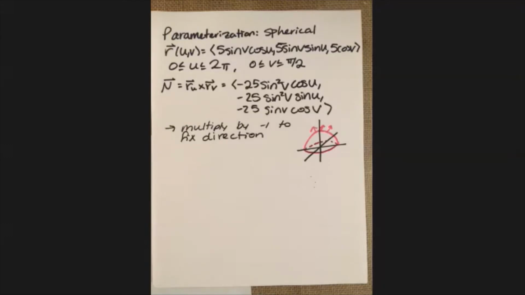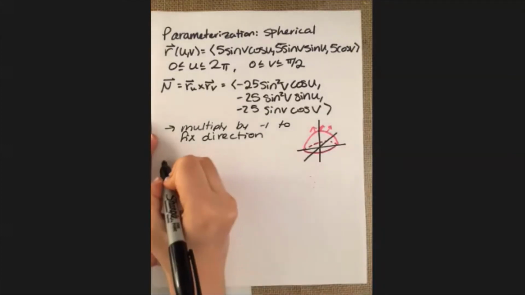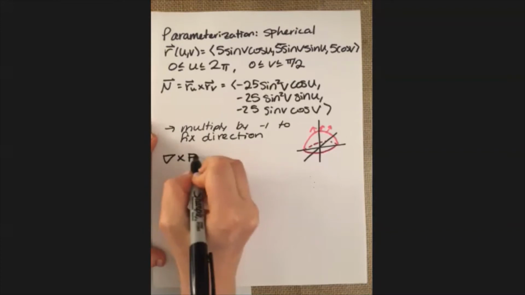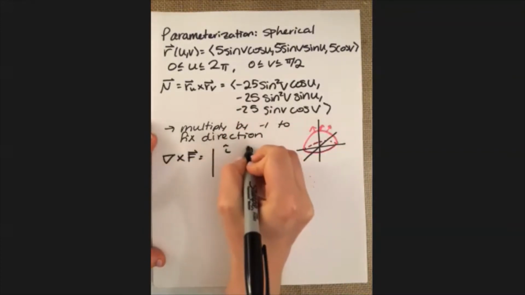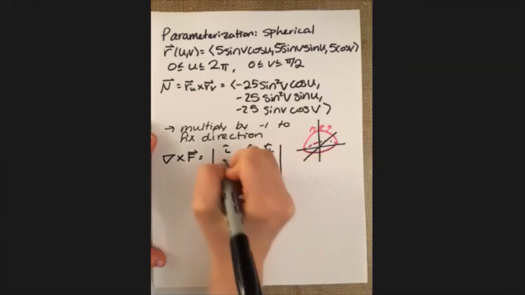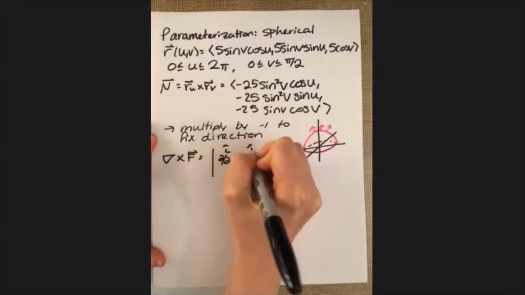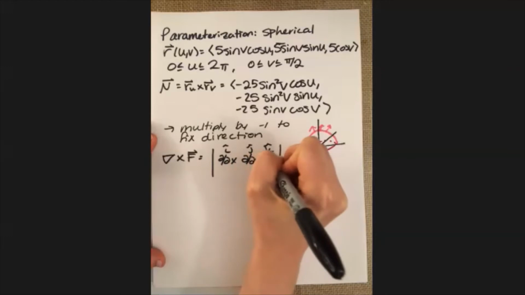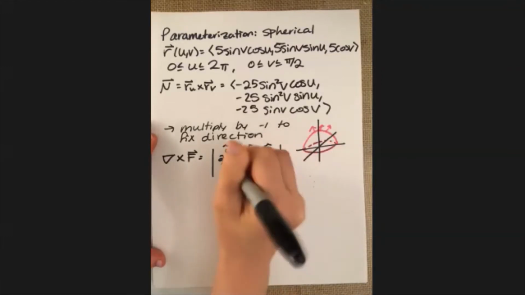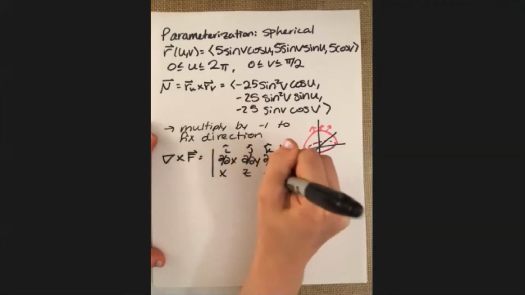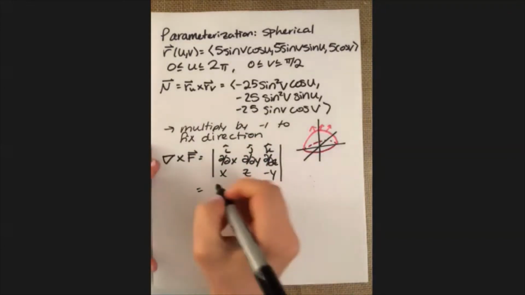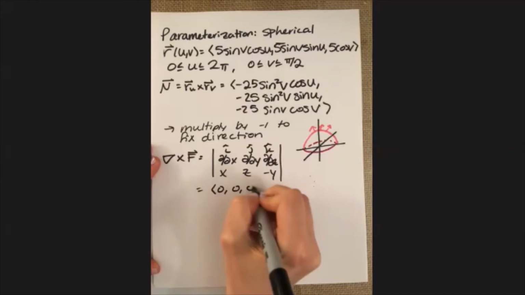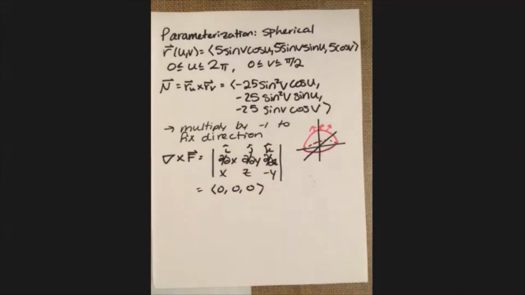Now I guess we have to figure out what our curl of f actually is. And that's going to be the determinant with i hat, j hat, k hat, partial with respect to x, partial with respect to y, partial with respect to z, x, z, negative y. And after you take that, you just wind up with, well, the 0 vector.